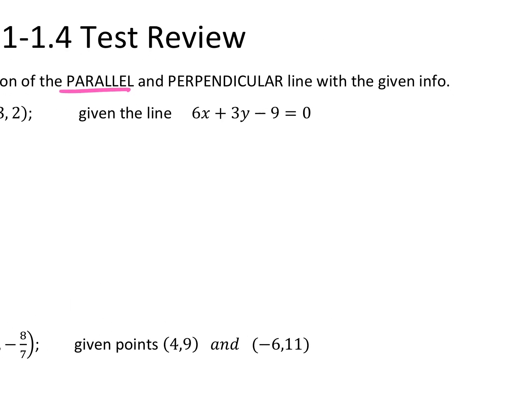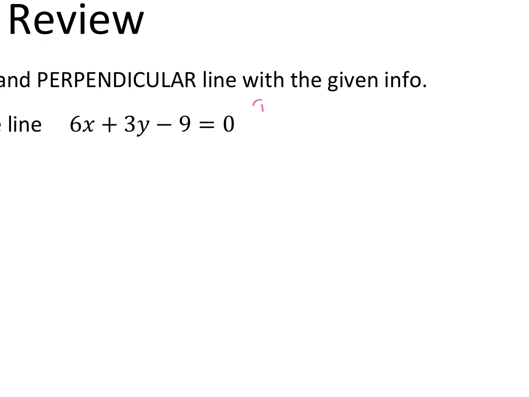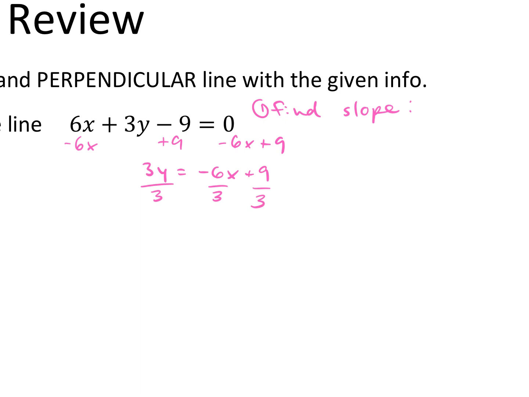Get y by itself. We want to find the slope. Always step 1 is to find the slope. So I'm going to subtract 6x and add 9 to move it to the other side. So 3y is equal to negative 6x plus 9. Then what do we do? Divide everything by 3. So y equals negative 2x plus 3.